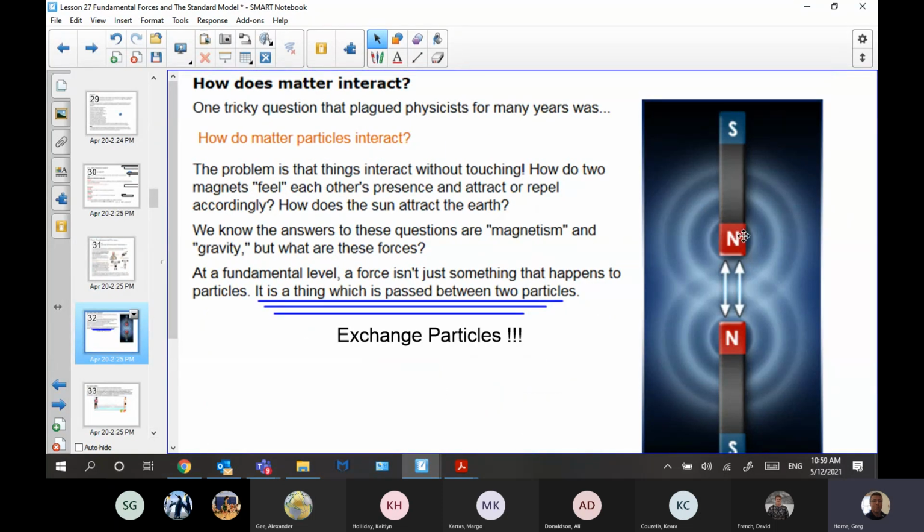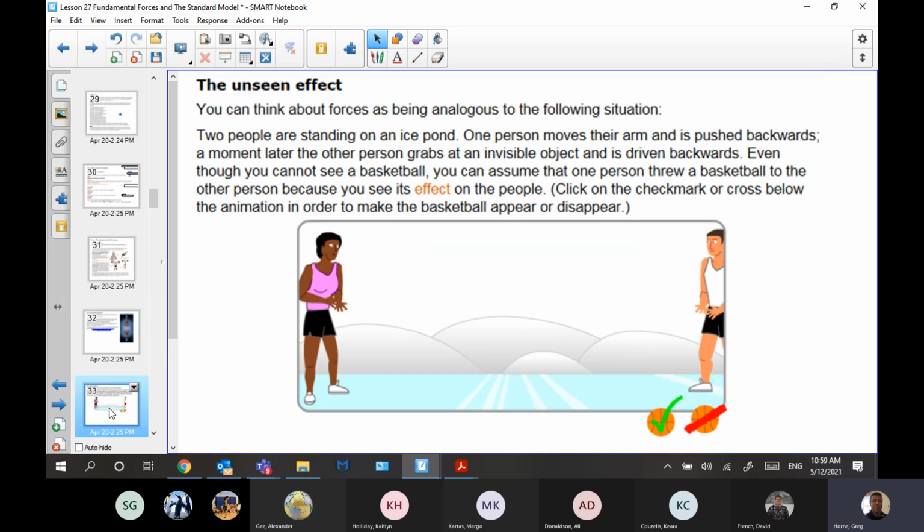So in here, when we have two norths repelling each other, they're actually bouncing photons off each other to create a repulsion, right? So there's actually exchange particles passing between these two objects. If you picture people like they show here, one person moves their arm and is pushed backwards a moment later. Oh yeah, so picture this on a frozen, slippery rink, and if you threw a heavy ball at the other person, you're going to get pushed back that way, and when they catch it, they're going to get pushed back that way. So this is just a rudimentary equivalent idea that an interaction between them without touching, throwing a particle back and forth, can make repulsion happen.